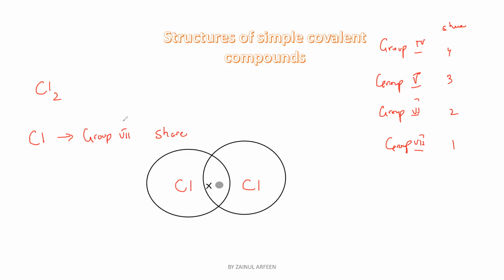As chlorine belongs to group 7 and it is sharing only 1 electron, how many are left out of 7? If 1 is shared, we are left with 6 electrons. So 6 electrons for the first chlorine on the left hand side, and 6 electrons for the second chlorine. We have to draw both shared and unshared electrons, and the shared one we draw between them. So this is the covalent structure of Cl2. Is it clear?